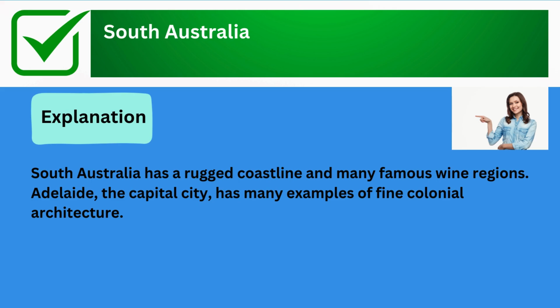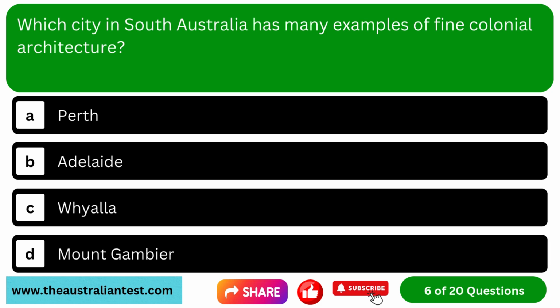The correct answer is South Australia. Explanation: South Australia has a rugged coastline and many famous wine regions. Adelaide, the capital city, has many examples of fine colonial architecture. Question 6. Which city in South Australia has many examples of fine colonial architecture? Option A, Perth. Option B, Adelaide. Option C, Whyalla. Option D, Mount Gambier.